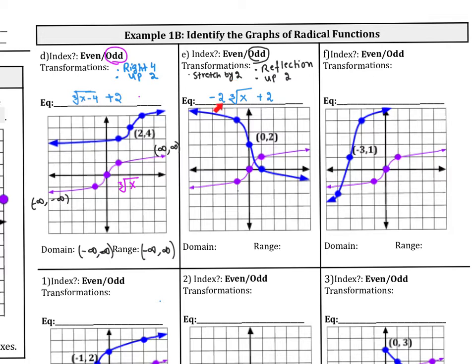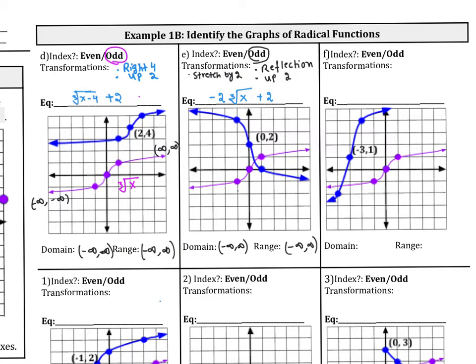Stretched by 2 means the 2 in front, reflection means the negative sign, and up 2 means that outside of the function you add 2. The domain and range for both of them are going to be negative infinity to positive infinity.